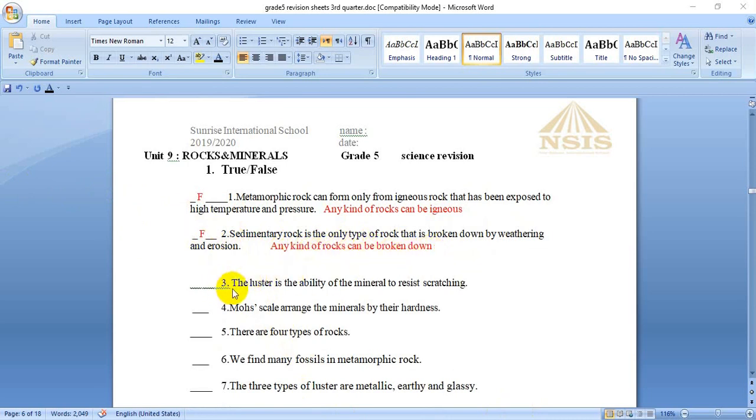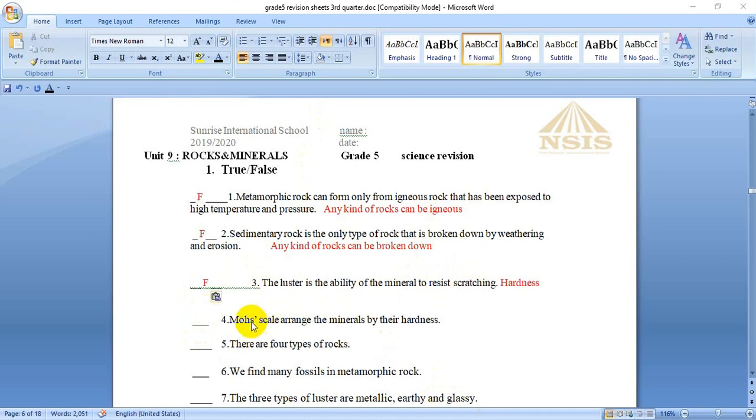Question 3. Luster is the ability of a mineral to resist scratching. Is luster the ability to resist scratching? The answer is false, because luster is how minerals reflect light. We have 3 types of luster: metallic, glassy, and earthy luster. But the ability of the mineral to resist scratching is called hardness. So the answer is also false, and instead of luster we write hardness.